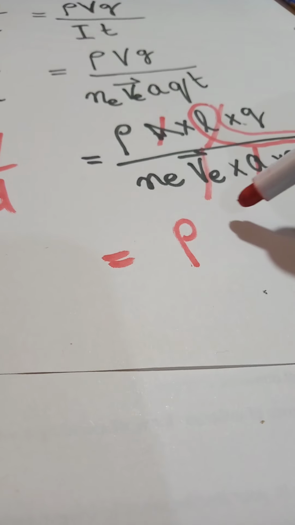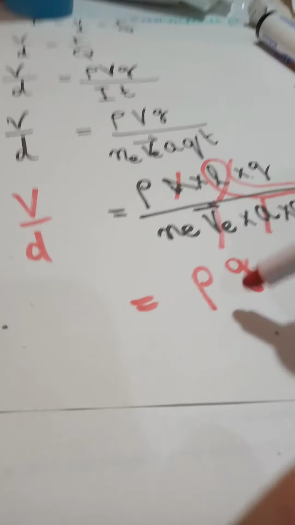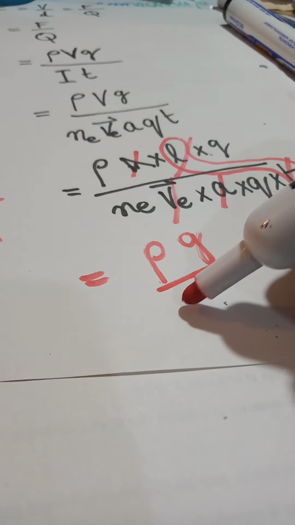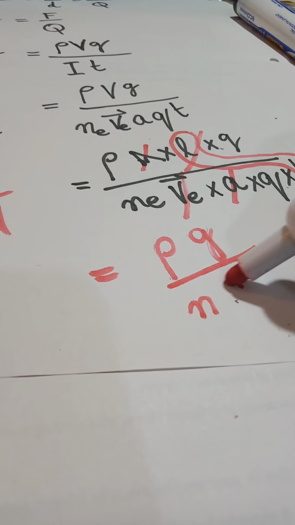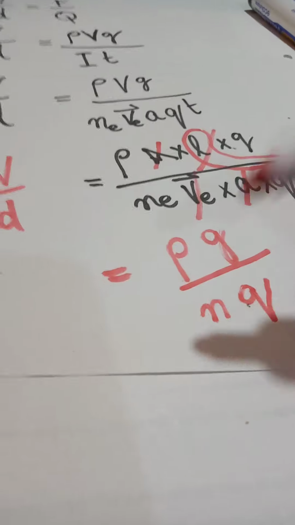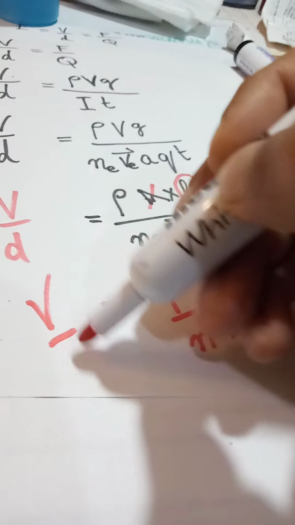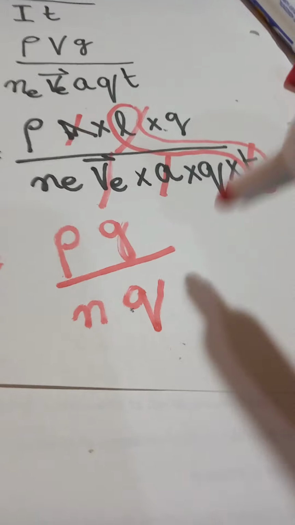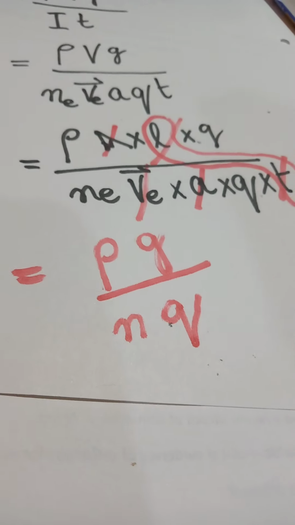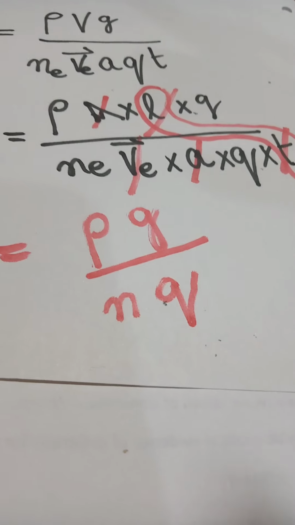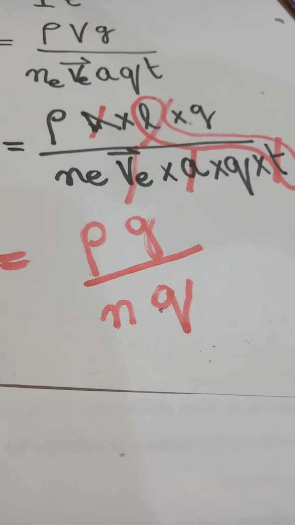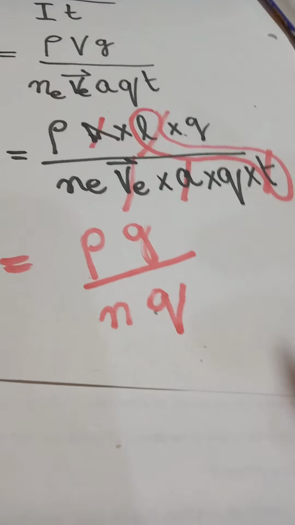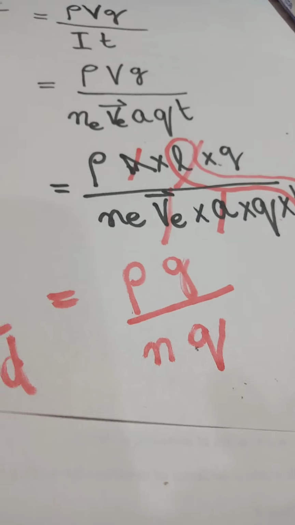rho G over the number of electrons times Q, which is pretty much the same as newton per coulomb, except for the fact that it has the dimension of volume there as well, by virtue of the fact that the point charge is experiencing the electric field in three dimensions.